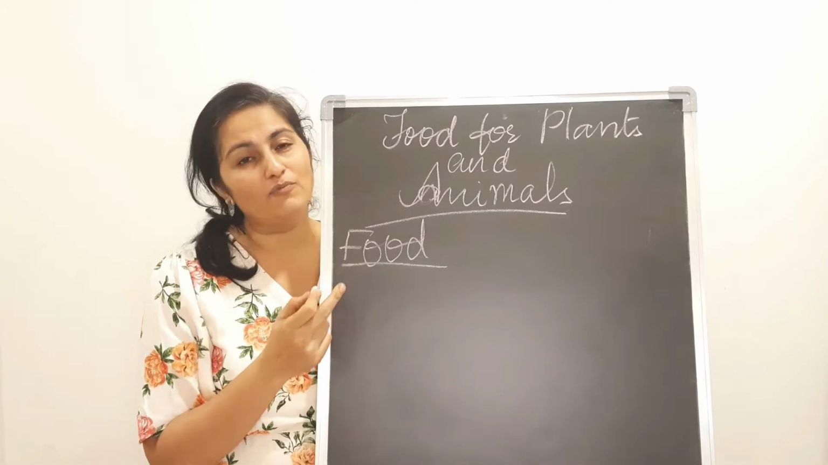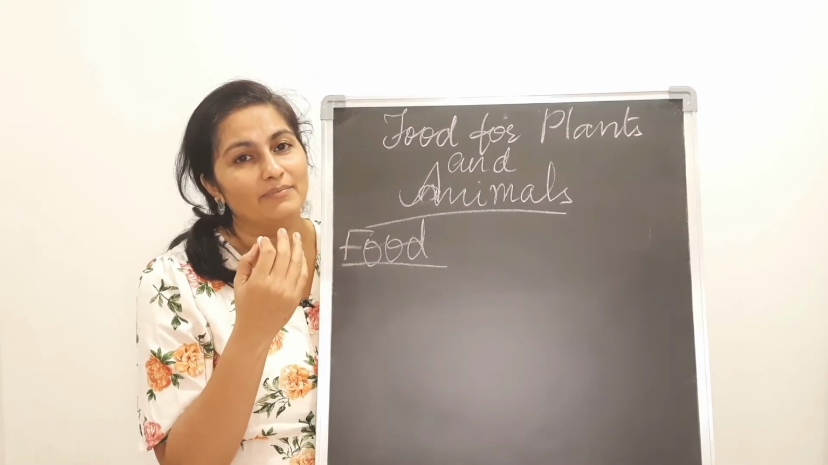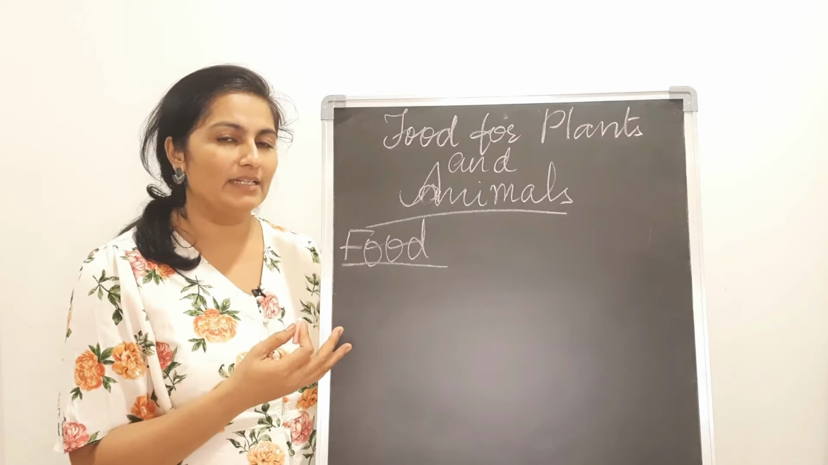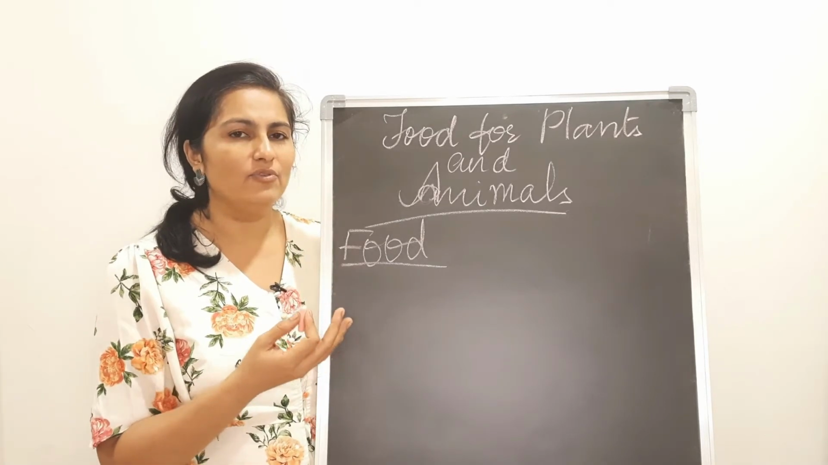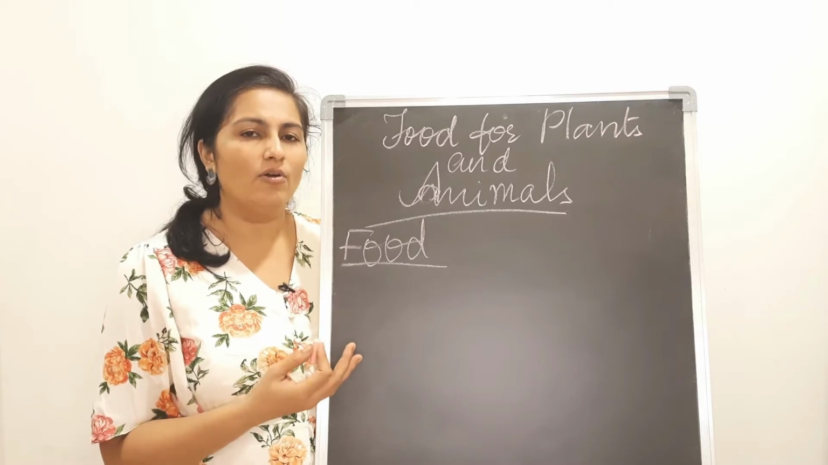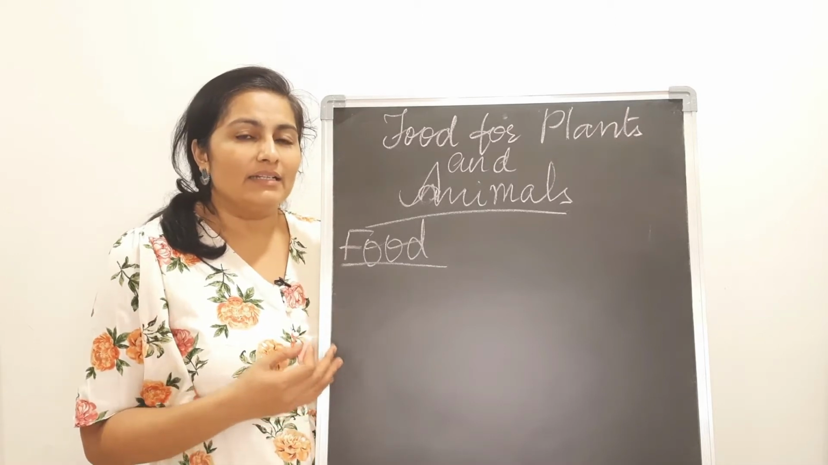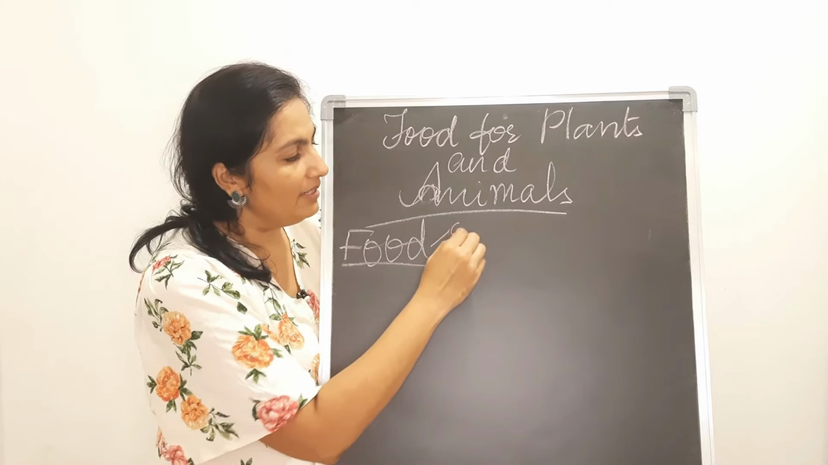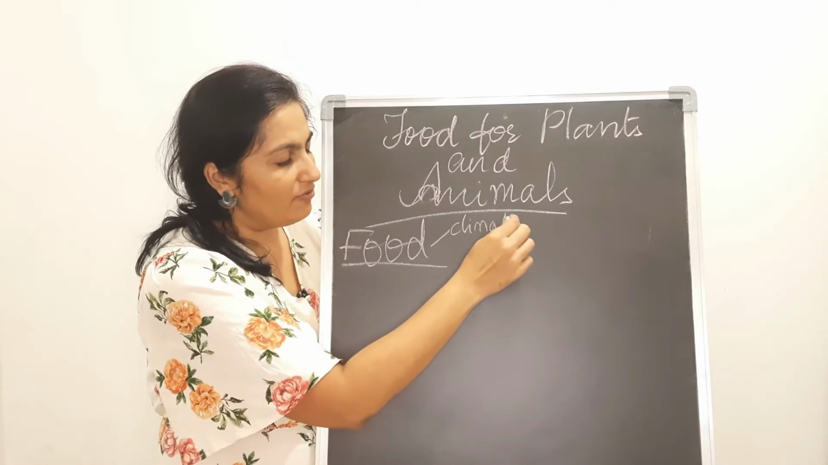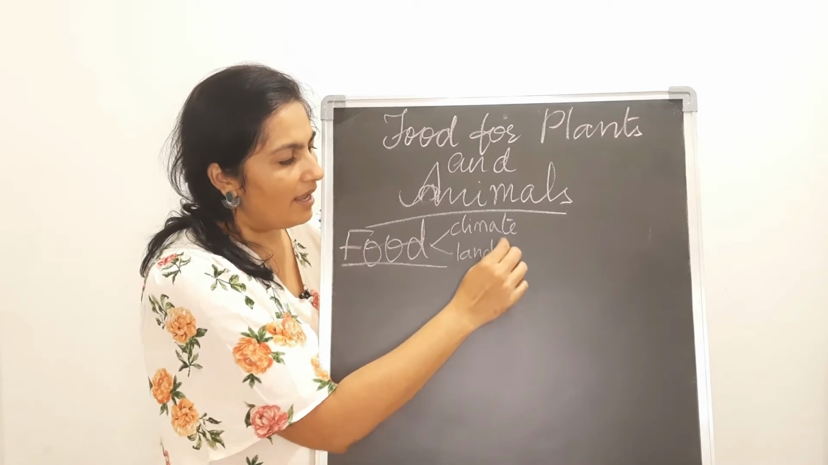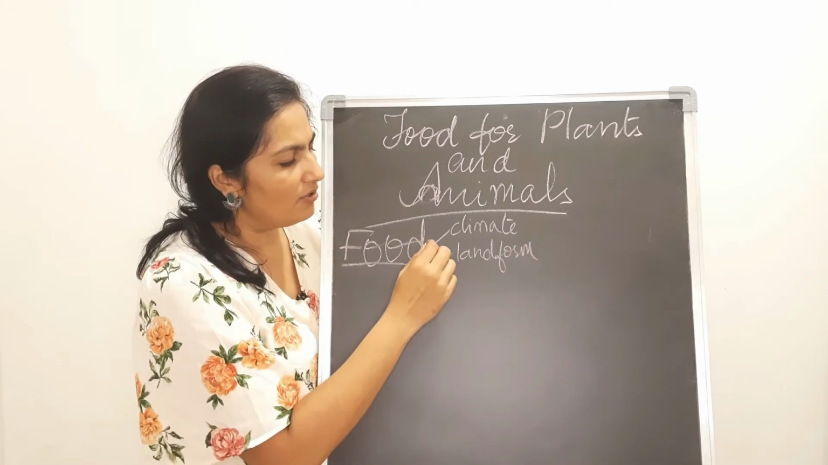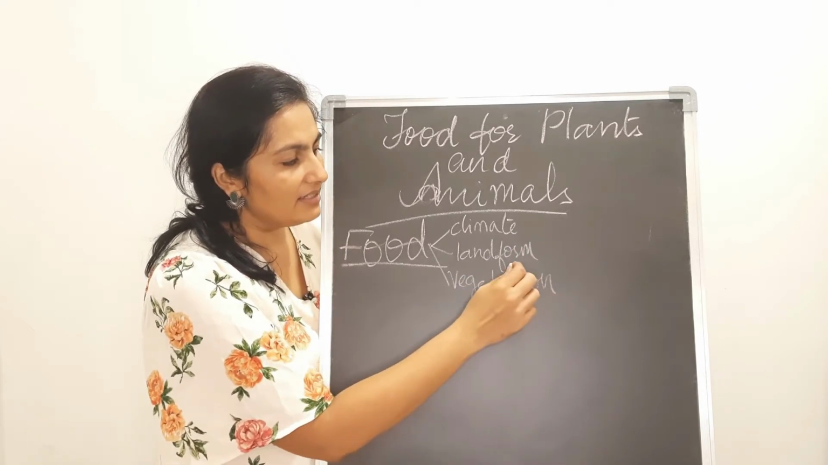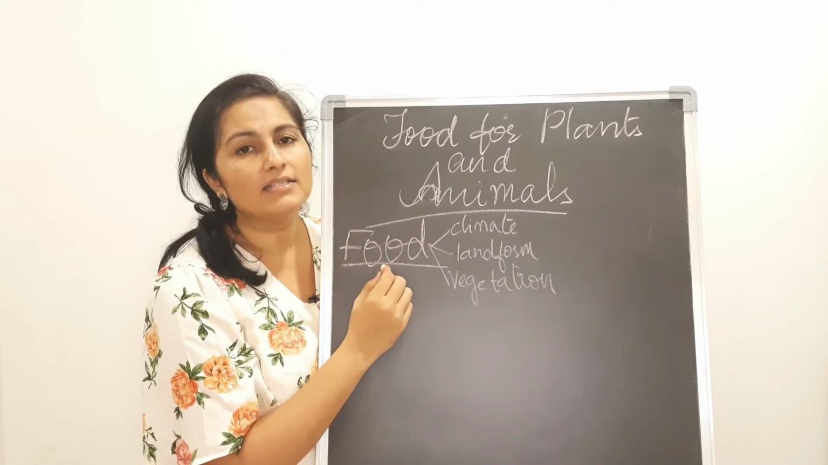Why? Because food gives us nutrients to grow and have energy for all the activities, right? Okay, so that is the reason why we need food. From where do we get the food? Plant and animal sources. And also, we know that the food that we get in a particular region is based on the climate of that region, landform, and also depending on the vegetation. These are factors that determine what food we get in a certain region.